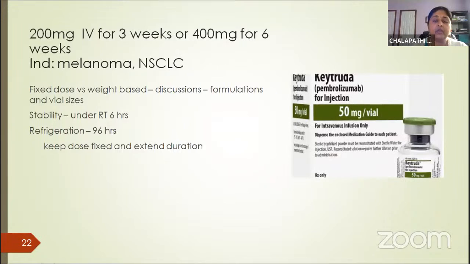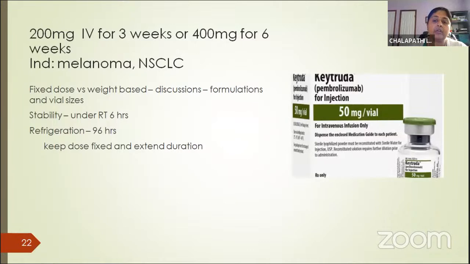One issue with oncology is the cost. So we don't want to have a 200 mg vial where the dose is only 50 milligram. We want to save on the cost. We want to limit the medication errors that can happen in the dosing. And we have to keep it as simple as possible. So in this case, for melanoma and NSCLC, we have 200 milligram for 3 weeks or 400 milligram for 6 weeks. So the strategy here is keep the dose fixed and extend the duration.